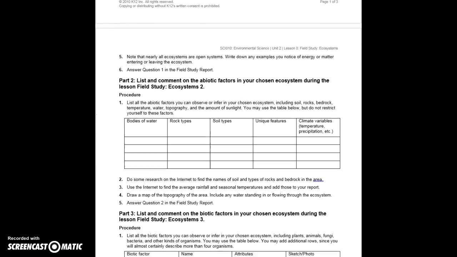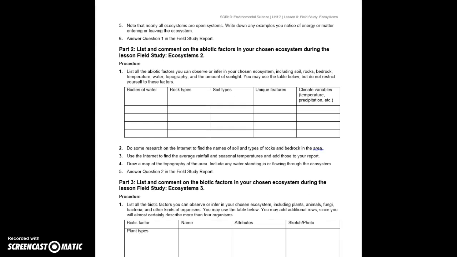Okay, number 2, you'll need to discuss the abiotic factors. And including what type of soil. Is it really sandy? Is it really rocky? Is it got good soil? Do a little research. Look at what kind of rocks there are. Are you looking at basalt, a lava flow? Are you looking at granite mountains? Are you looking at sand?